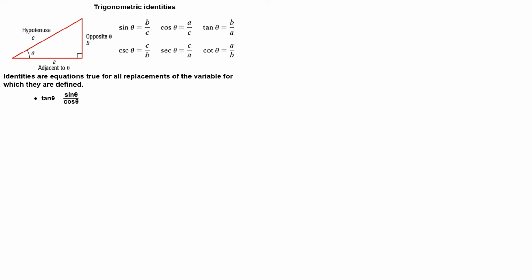The cotangent of theta equals a divided by b. If we divide the numerator and denominator by the hypotenuse c, we can replace the numerator with the cosine of theta and the denominator by the sine of theta. And we get the second quotient identity.